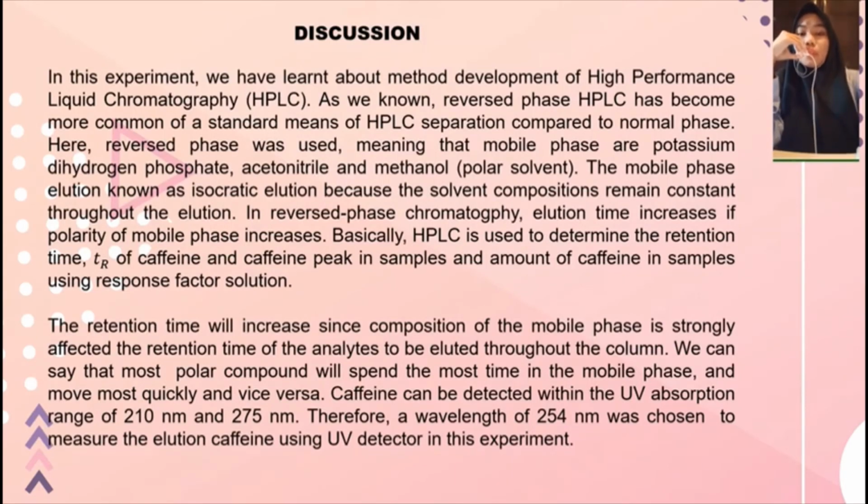Caffeine can be detected within the UV absorption range of 210 nanometers and 275 nanometers. In this experiment, a wavelength of 255 nanometers was chosen to measure the eluted caffeine using a UV detector. The longer retention time depends on the interaction of the analyte with the stationary phase.